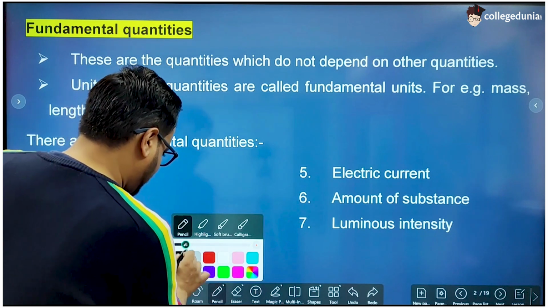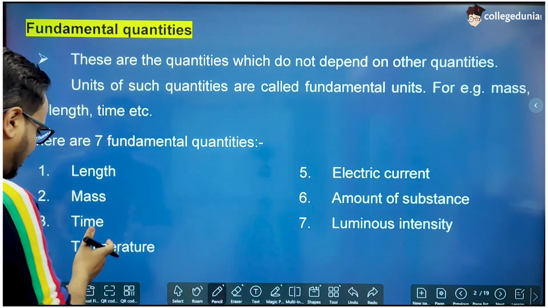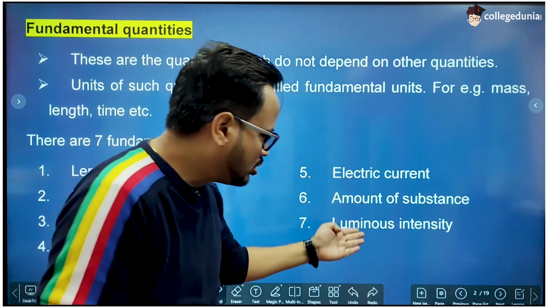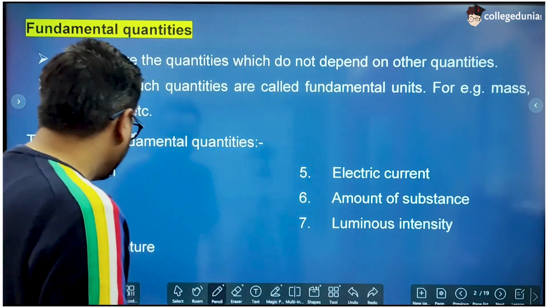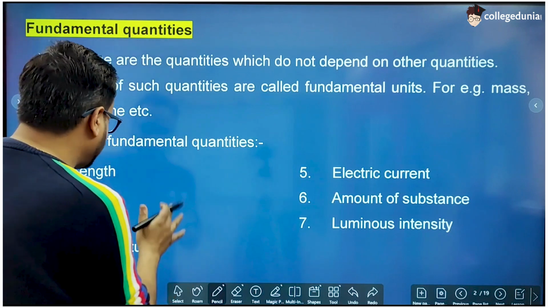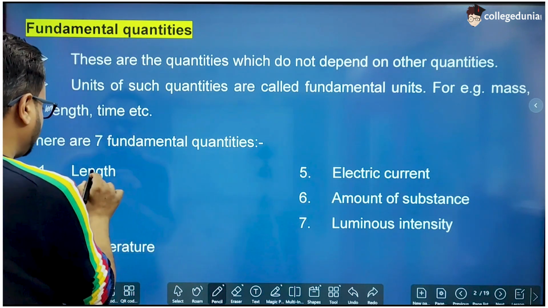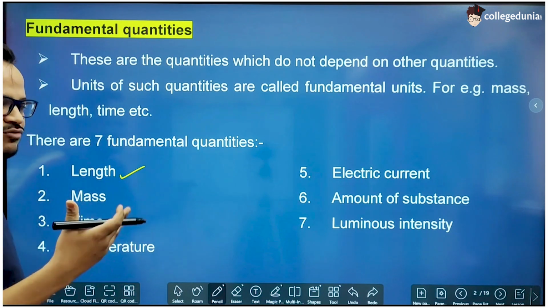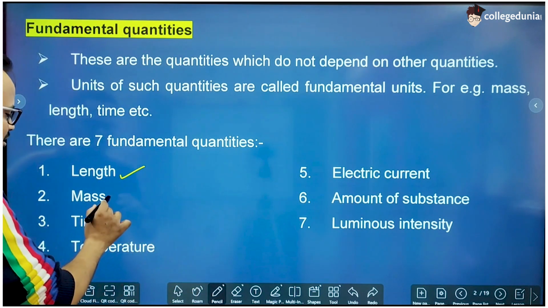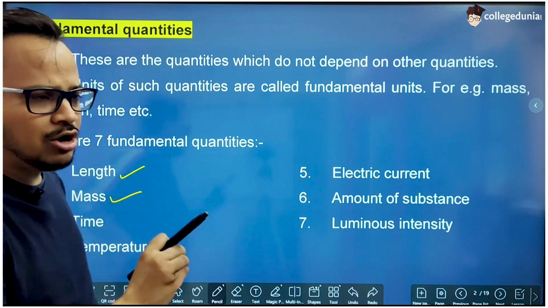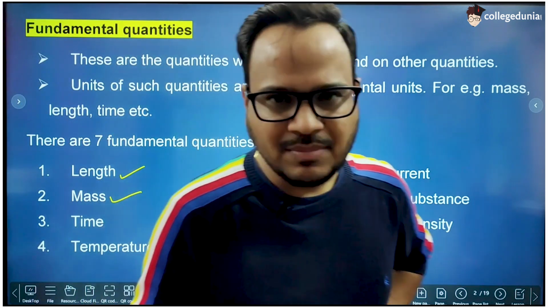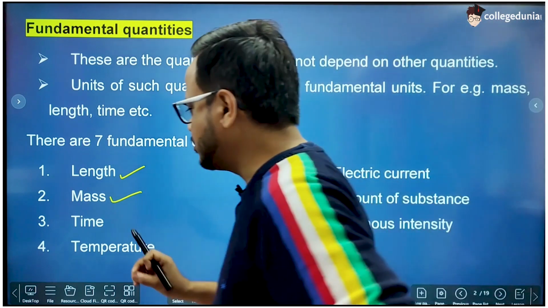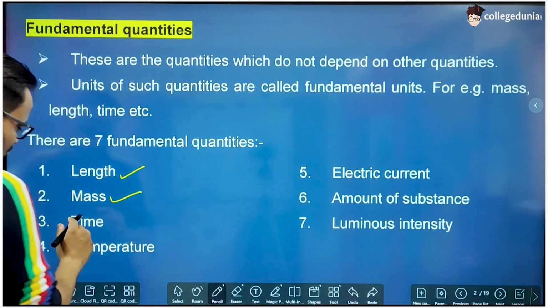If we study the names of these quantities, there are some about which you have heard before, but there are other quantities also which you do not know about. So okay, let's start. We'll discuss each and everything. There are 7 fundamental quantities. First is length. We all know the meaning of length, mass. We are going to study the meaning of all those things in detail, but right now we are just discussing what the 7 fundamental quantities are. So let's fix our focus on that only.